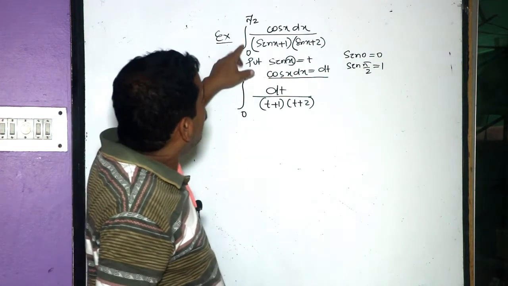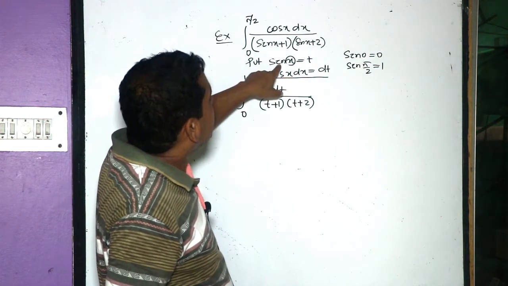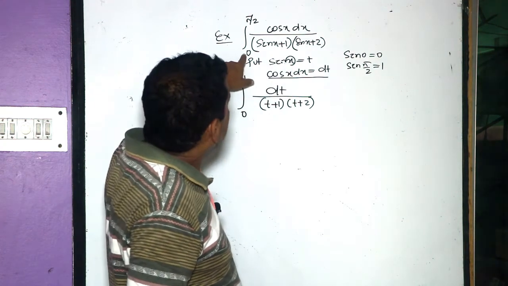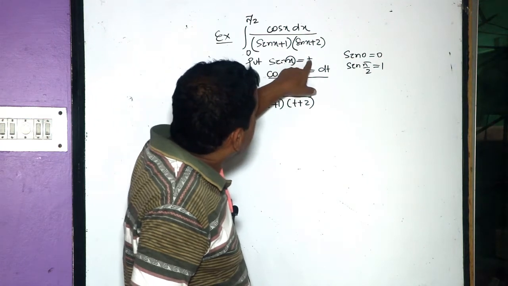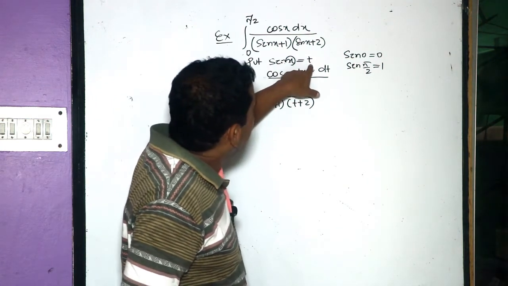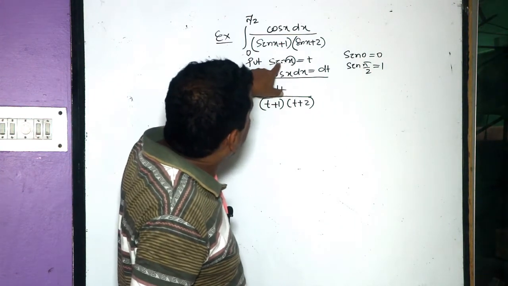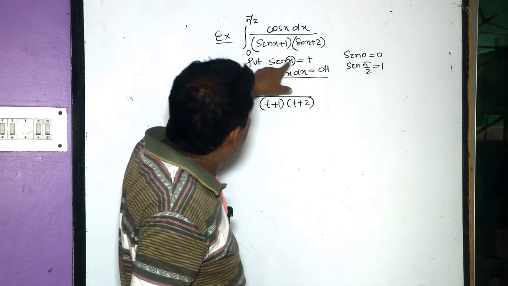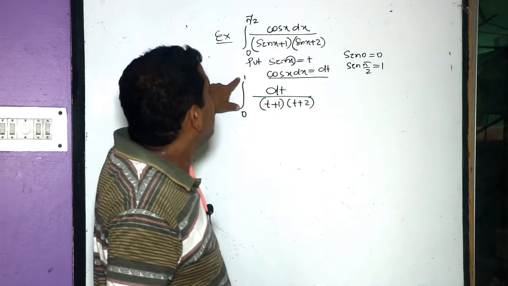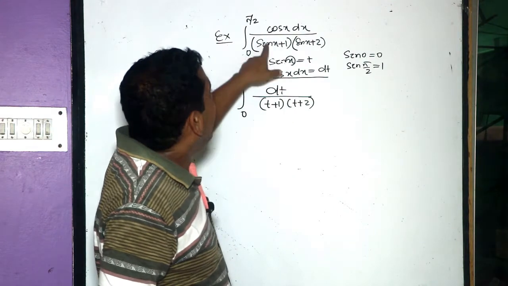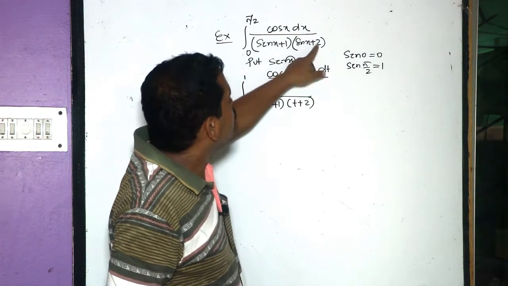Again, how do you change the limit of the integration? Carefully note it. Put 0 here, the lower limit. That is sin 0, so the lower limit of t is 0. And put the upper limit pi by 2. Sin pi by 2 is 1, so the upper limit is 1. And instead of cos x dx, we write dt, and it is 1 by (t plus 1) into (t plus 2).